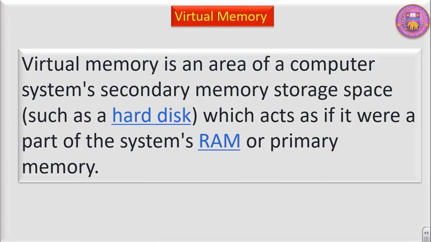Virtual memory is an area of a computer system's secondary memory storage space, such as a hard disk, which acts as if it were a part of the system's RAM or primary memory. So virtual memory is an area on the hard disk which acts like a RAM.